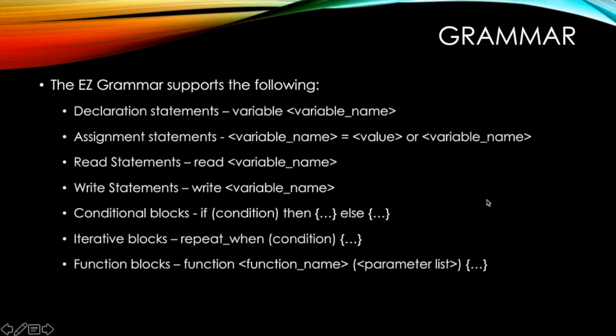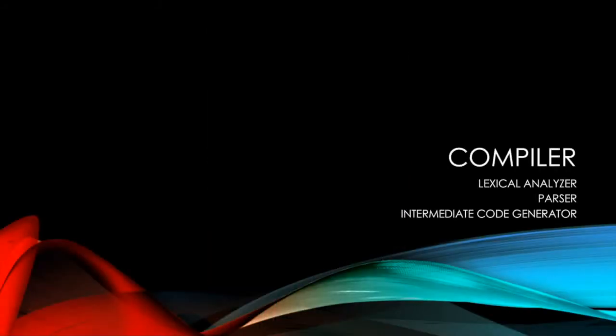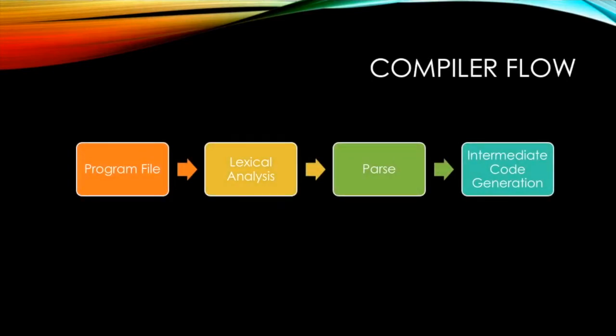And now Pratik will give an explanation about the compiler part. Hi, this is Pratik and I will explain the compilation flow of our project. So in the compiler, we have three components: lexical analyzer, parser, and intermediate code generator. So this is how the compiler flow looks. We are providing the program file as an input, then we will be performing lexical analysis on it. Then there is the step of parsing the output given by lexical analysis, and we'll be generating the intermediate code.